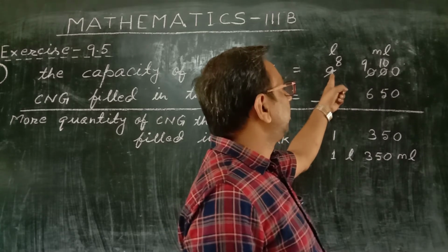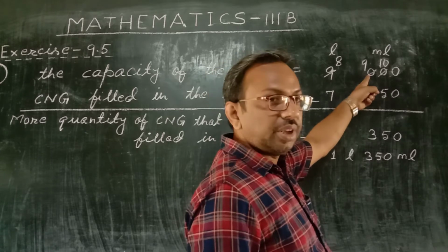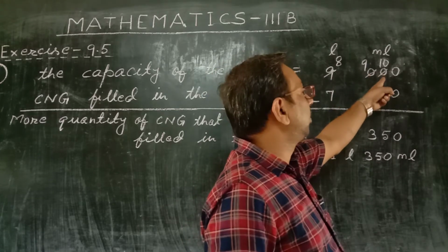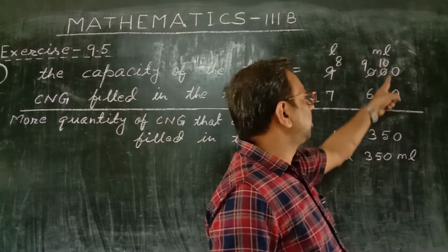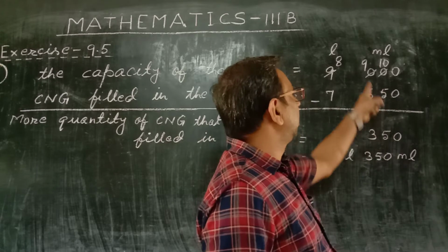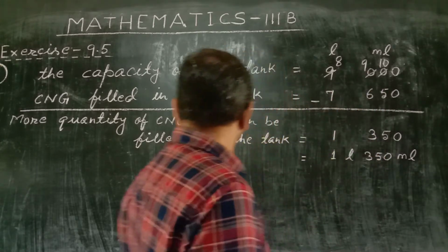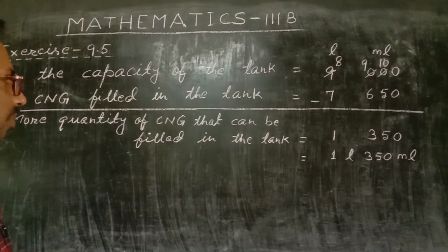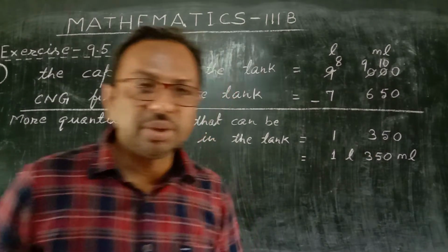As we take 1 from here, here 8 is left. And this one came to this 0, it became 10. And from that 10, we take 1 here. It became 10 and here 9 is left. Now this 10 is greater than 5. We subtract this. 10 minus 5 equal to 5. 9 minus 6 equal to 3. 8 minus 7 equal to 1. So, more quantity of CNG that can be filled in the tank equal to 1 liter 350 milliliter.